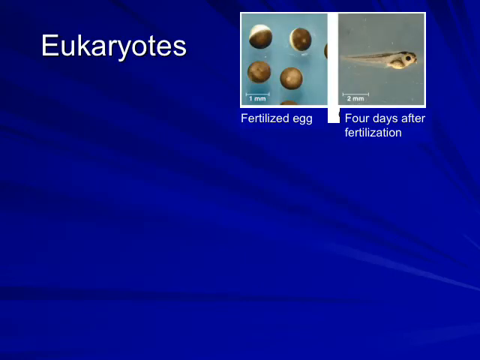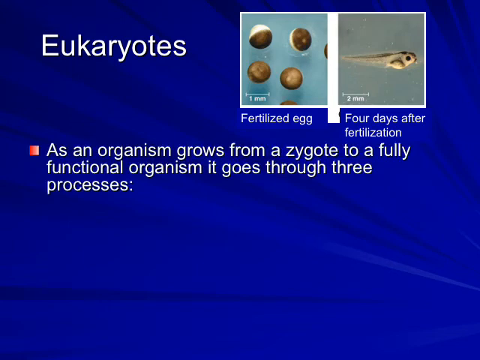So now let's skip a few pages. We're going to skip to page 379 of your books, and we're going to specifically talk about how eukaryotes go from a zygote to a fully functional organism. And you can see that fertilized egg. Remember, that fertilized egg undergoes mitosis, and eventually it's going to undergo mitosis until we get a baby.